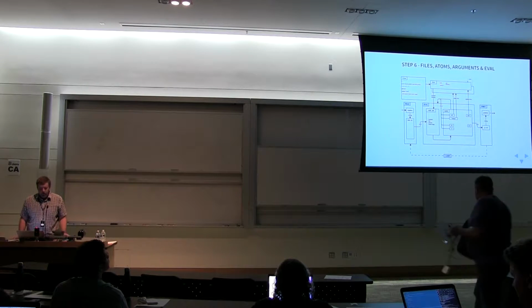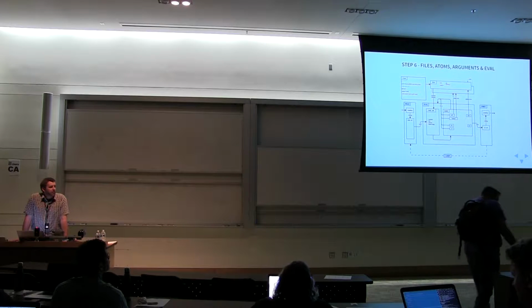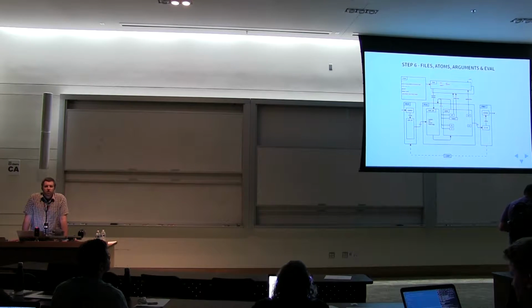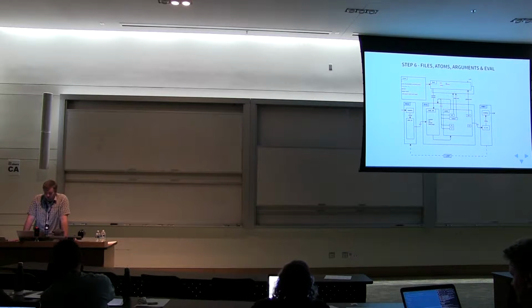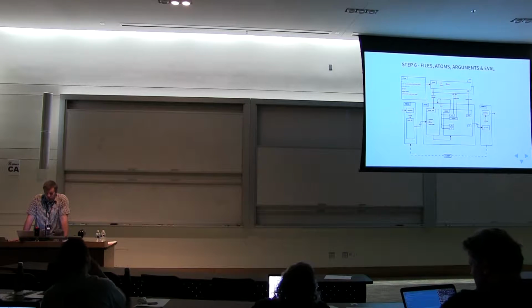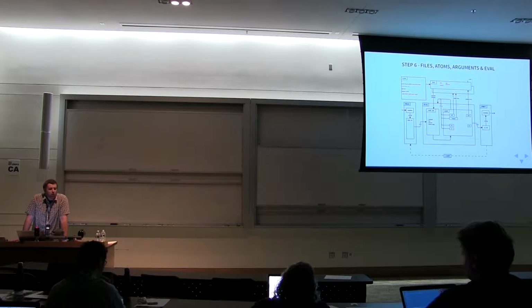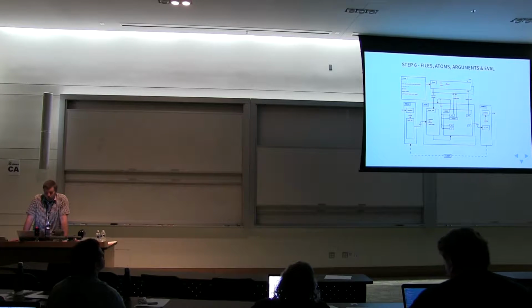All right. In step 6, there's sort of a grab bag of things that we add to flesh out our Lisp. Most of them are not actually changes to the eval function itself. They're around that. So there are some new core functions that are actually already in there. I skipped over them before.